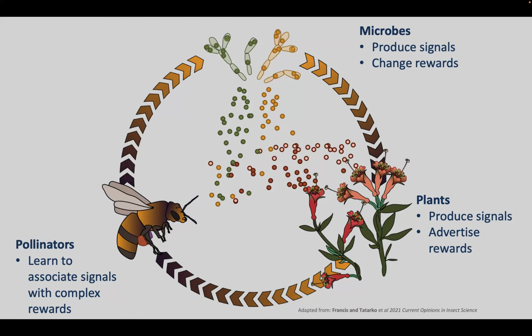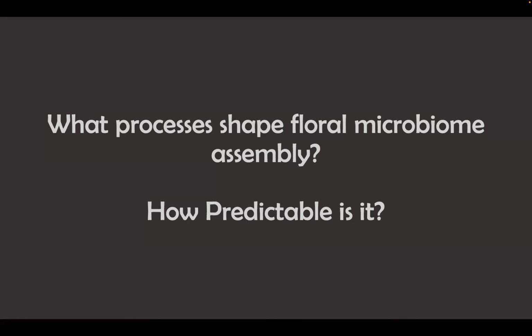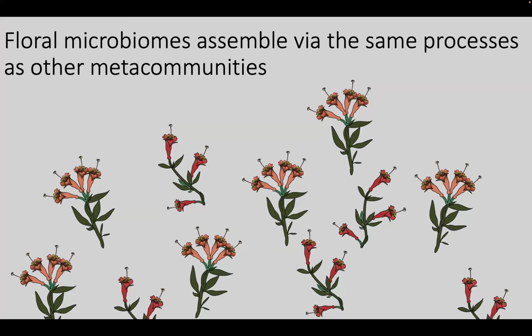Okay, so hopefully I've convinced you floral microbes are important because they change plant fitness. And if you're me, and I hope you guys think like me, because everyone thinks like me, right? You might be wondering what processes then shape this microbiome assembly. If it's so important for plants, what controls what microbes are in which flowers, and how predictable is it? Can we go out on the landscape and guess which microbes are going to be where and how that's going to impact fitness? And floral microbiome assembly follows all the same rules of other metacommunities, right?